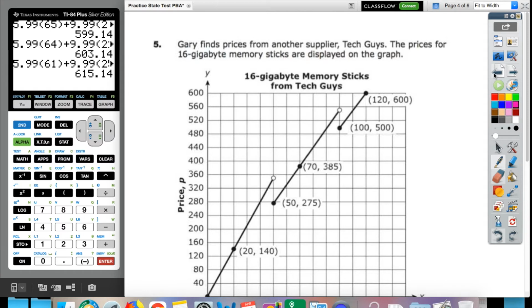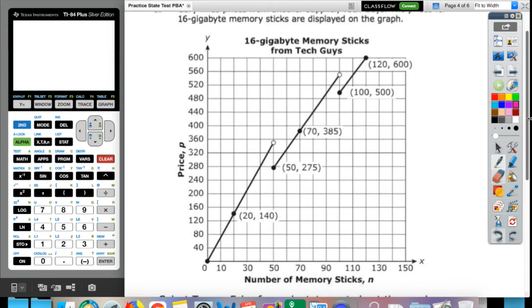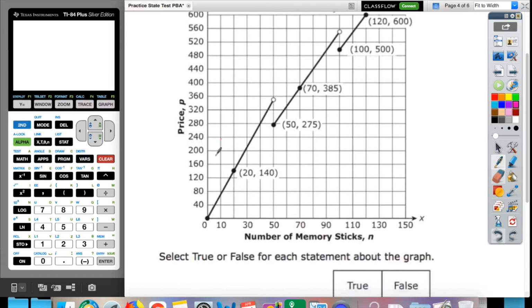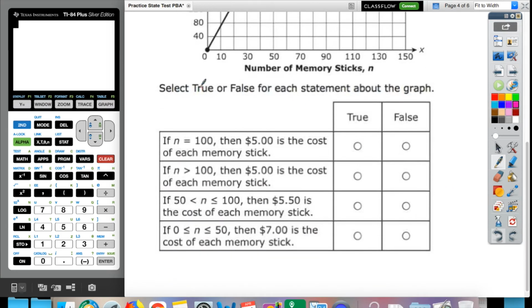Okay, let's try number 5. So Gary finds prices from another supplier, Tech Guys, and the prices for the 16 gigabyte memory sticks are displayed on the graph. So they didn't give us the actual prices, they just gave us a graph this time. And they gave us some points to look at, so we can use those. So let's see what it asks for. Select true or false for each statement about the graph. If n is equal to 100, then $5 is the cost of each memory stick.